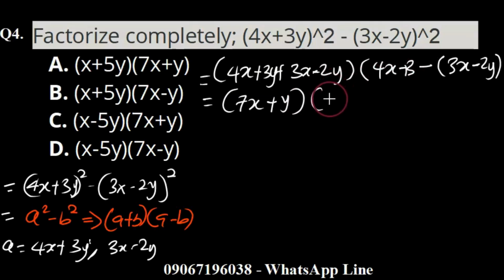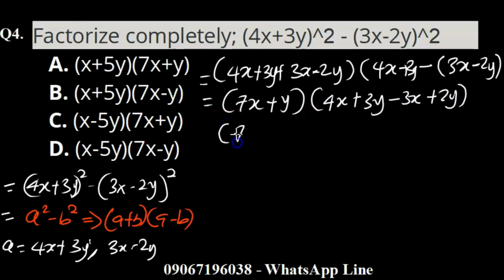So this is going to give us 4x plus, what we have here, this is 3y, remember, plus 3y. If we expand this, minus times this is going to give us minus 3x, minus times this is going to give us plus 2y. If we take this further, this is going to give us 7x plus y, and then we take like terms. 4x minus 3x is going to give us x. 3y plus 2y is going to give us plus 5y. So this is what we have: 7x plus y, and then x plus 5y.